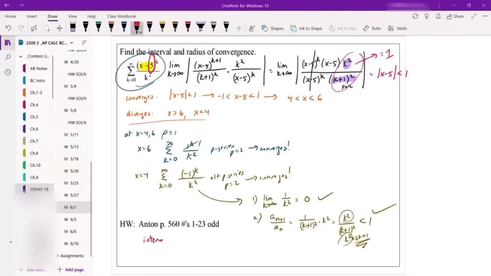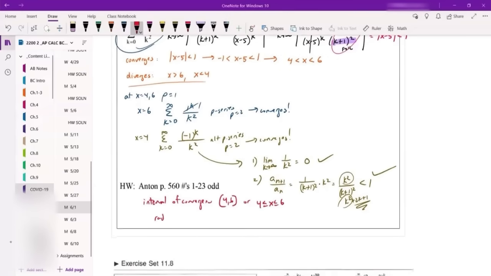So we have our interval of convergence. My handwriting is getting worse as this goes on. So the interval of convergence at negative 4, we converge. At 6, we converge. At both of the endpoints, we converge. Or we can say 4 less than or equal to x less than or equal to 6. Same thing. Who cares? And then we have the radius of convergence.